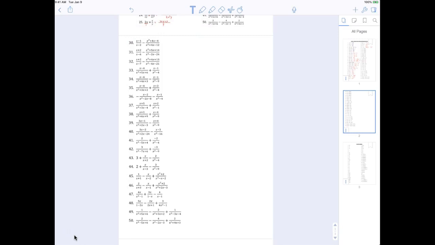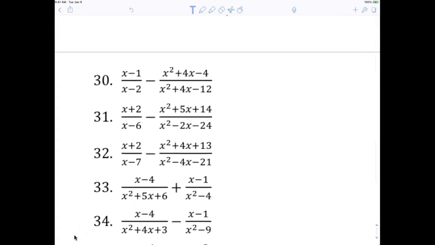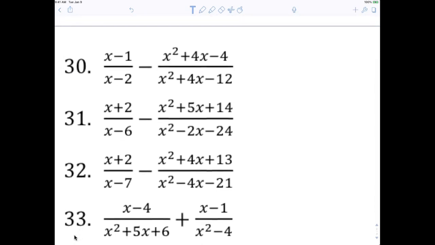All right, now here we go. Again, it is kind of tricky, but just watch. If you know how to add and subtract fractions, it's not really that bad. All right, now for question number 30, we need a common denominator. Does everybody agree with that? So we have to see what the factors of this denominator are. Somebody tell me what those factors are.